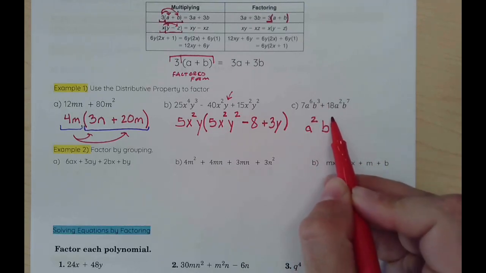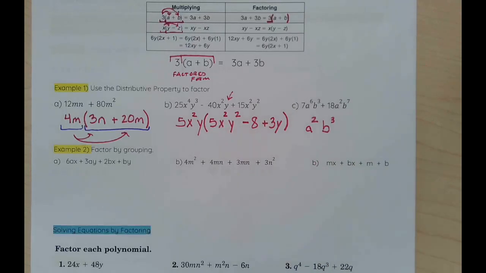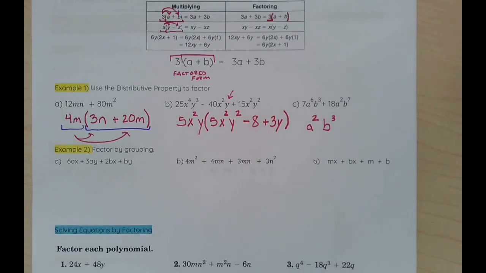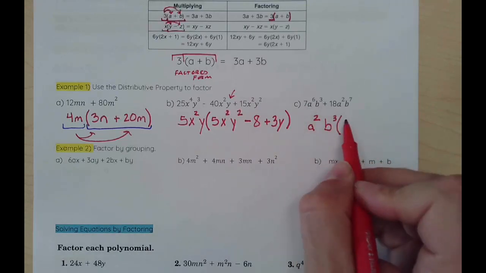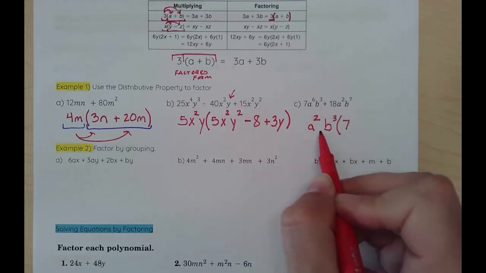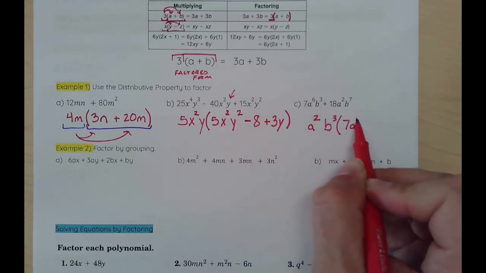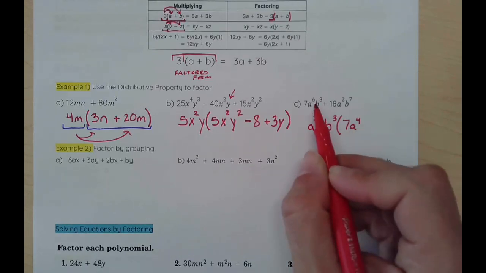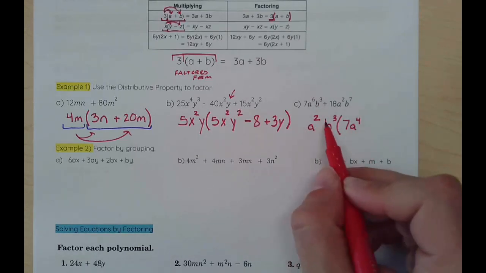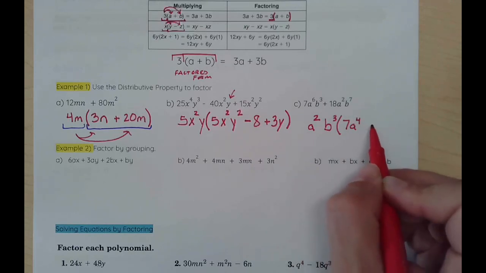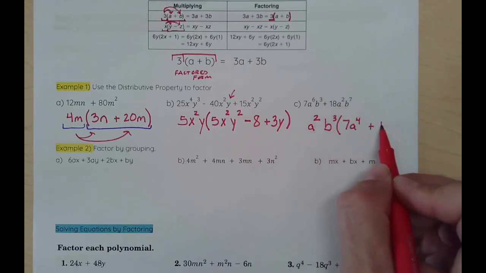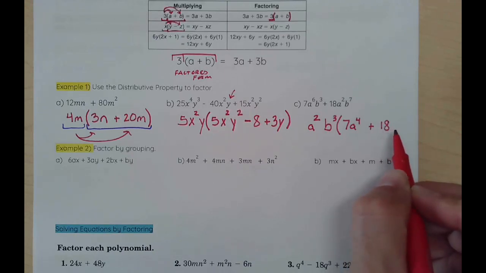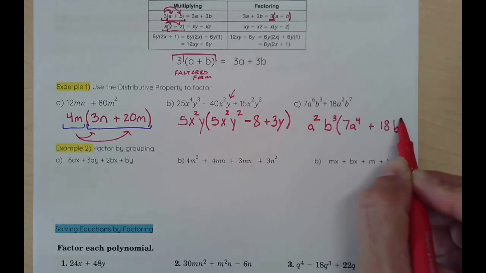And sometimes we won't have that numerical piece. Maybe we can just pull out a variable or factor out a variable. This leaves me with my 7, a to the fourth, 2 plus 4 is 6, and then b to the third times 1, so nothing there. Bring down my plus, I bring down the 18, and then b to the fourth. And there's my factored form.